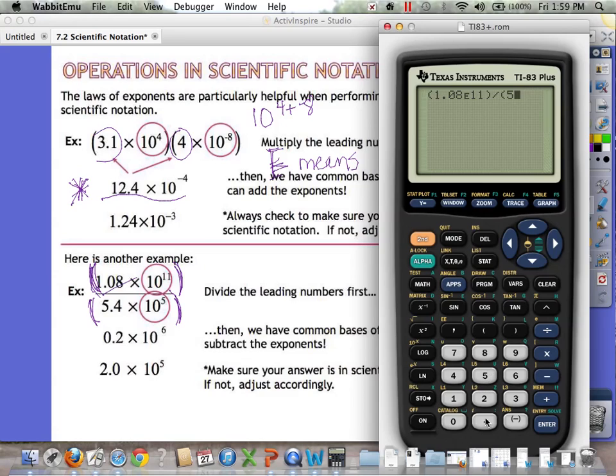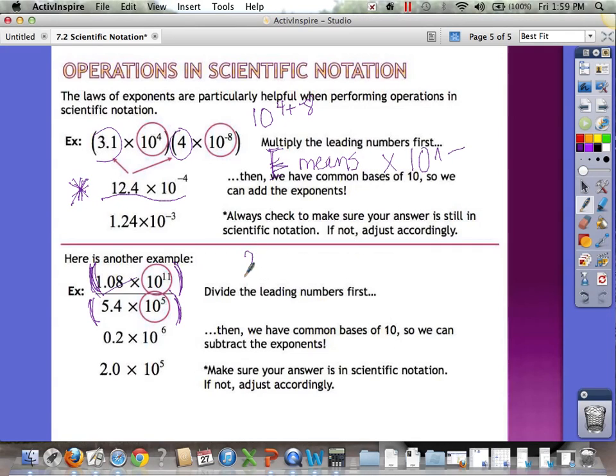Parenthesis, 5.4 second EE 5. Okay, close it off. Hit enter. That says 2E5, which translates to 2.0 times 10 to the 5. Okay, which is what you got right here.